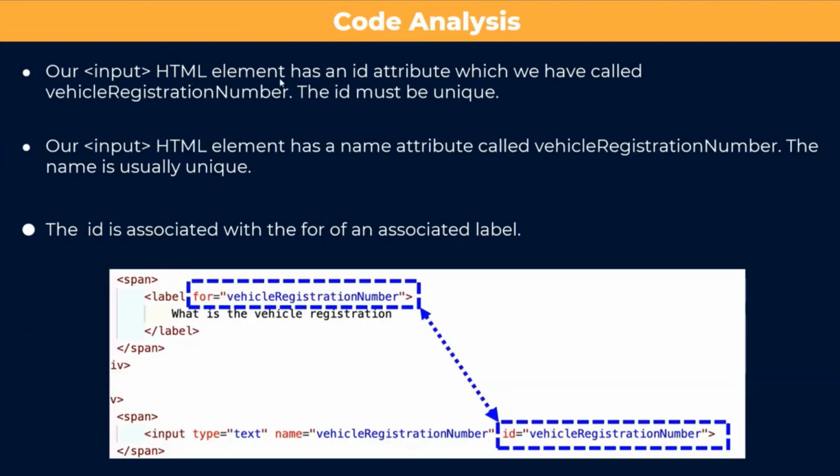Our input HTML element has an ID attribute, which we have called vehicle registration number, and that ID should be unique. An ID is unique. We also have a name element, but that name element does not have to be unique on the web page. So an ID element is a unique field, whereas a name field does not have to be unique. And the ID is associated with the for of the associated label. So the label and the input go together and they are connected using the for and the ID.